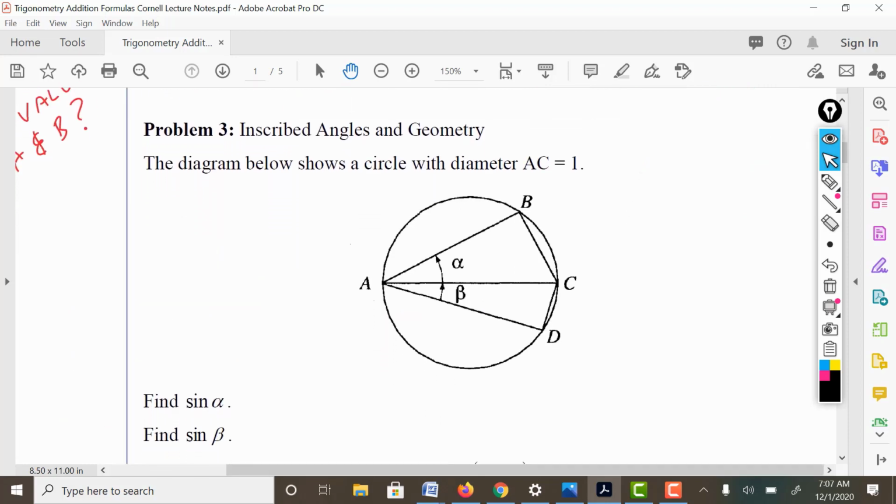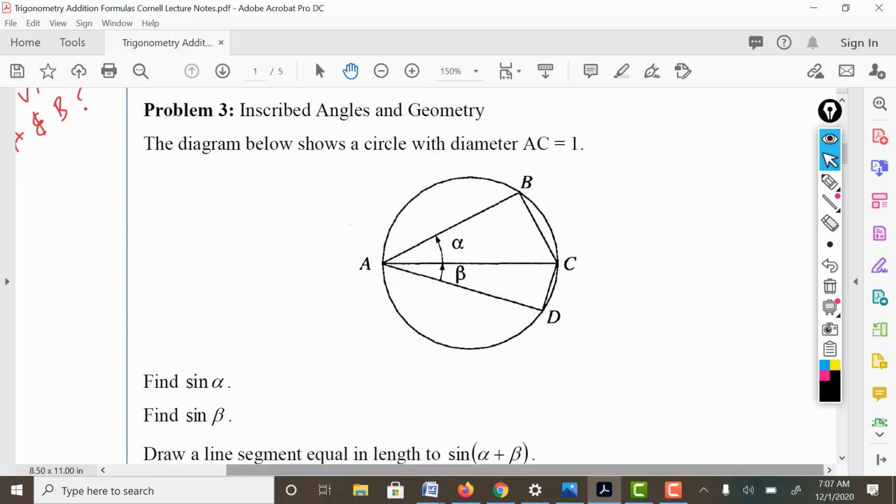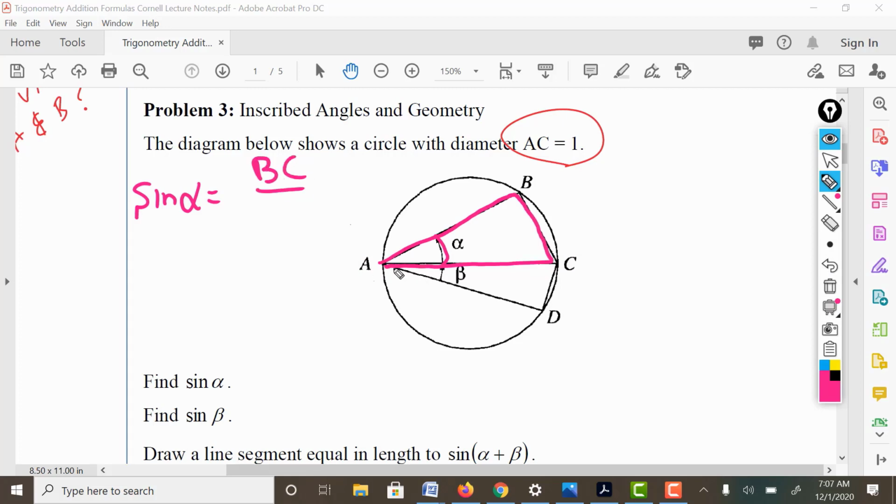In our further insistence that they're not equal, I want to show you with the geometry. In this example, AC is 1. So from here to here is going to be 1. If we set up sine of alpha, of this angle right here, for this triangle right here, however, BC over 1 is just BC.